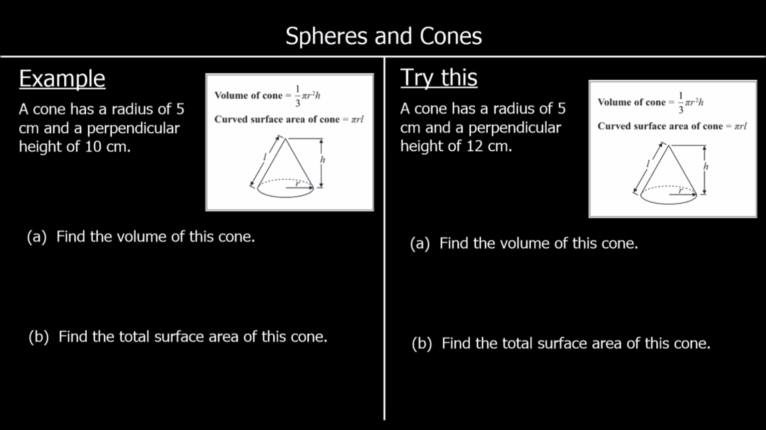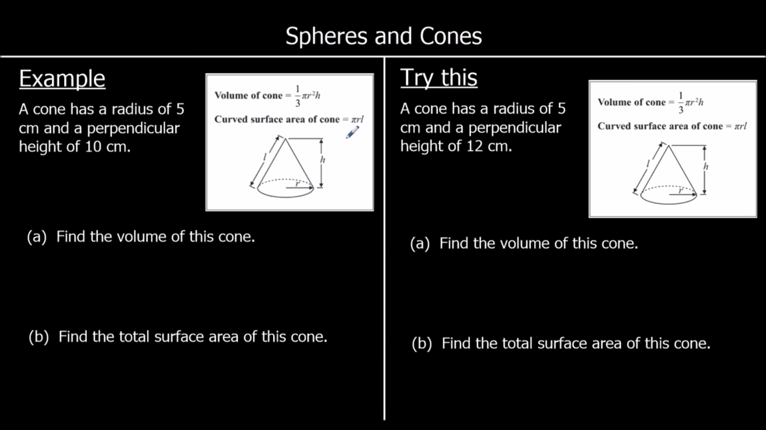And here we've got cones. Again, if we are asked to find the volume or the surface area of a cone in a GCSE exam, we are given the formulas. The volume of a cone is 1/3 times pi r squared h. So r is the radius and h is the perpendicular height, the height from the bottom to the top of the cone. And the curved surface area of the cone is pi rl, where l is the slanted height. So the height of the diagonal.